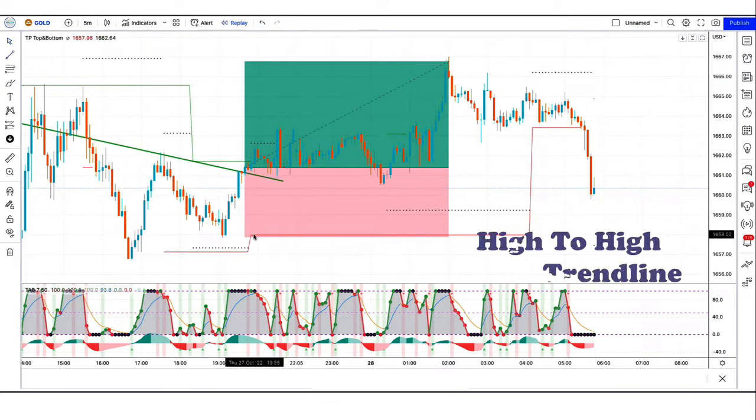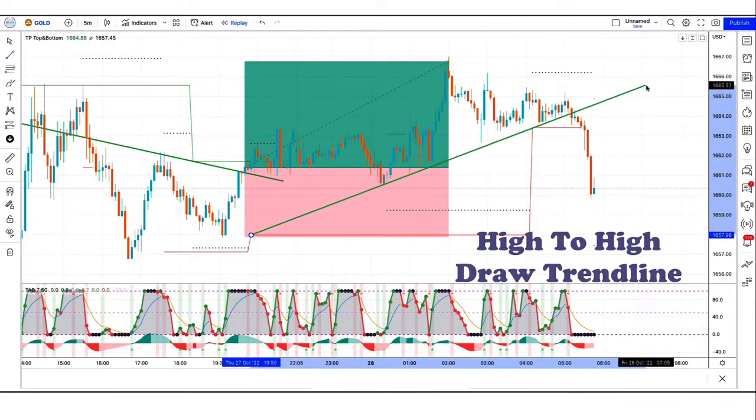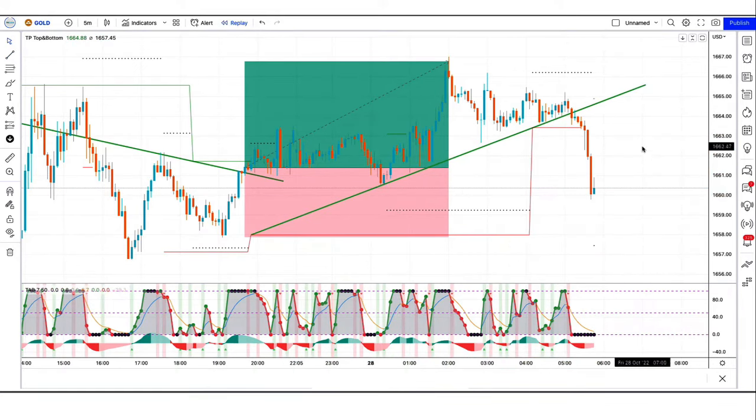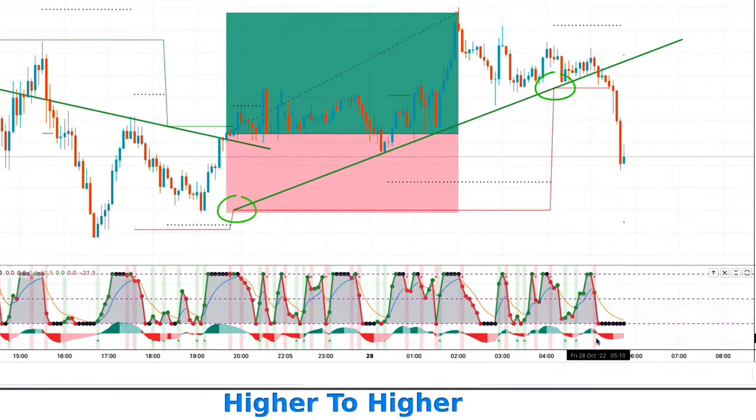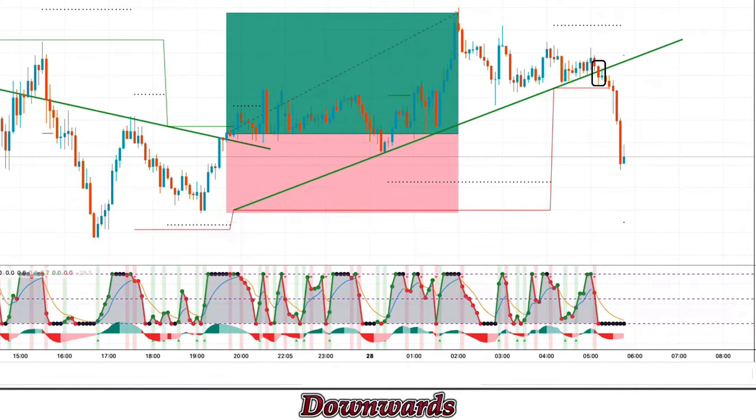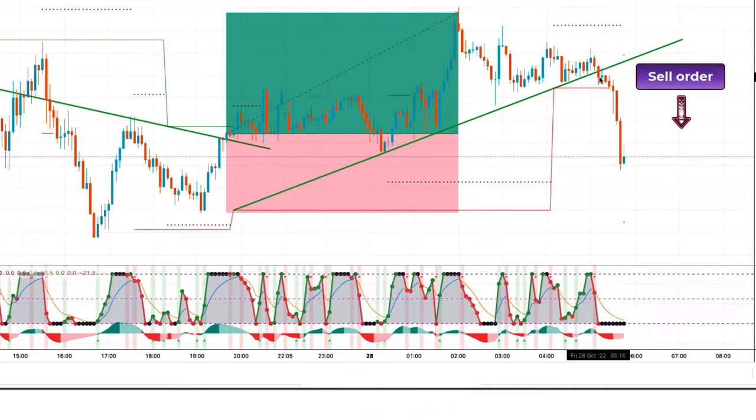We have seen the signal right here. Here we draw high to high trend line. Here the TP top and bottom indicator is made higher to higher. The market crosses the trend line completely downwards. The top and bottom oscillator indicator of TAB line is oversold. So all our conditions are being fulfilled, so we are placing an order to sell.